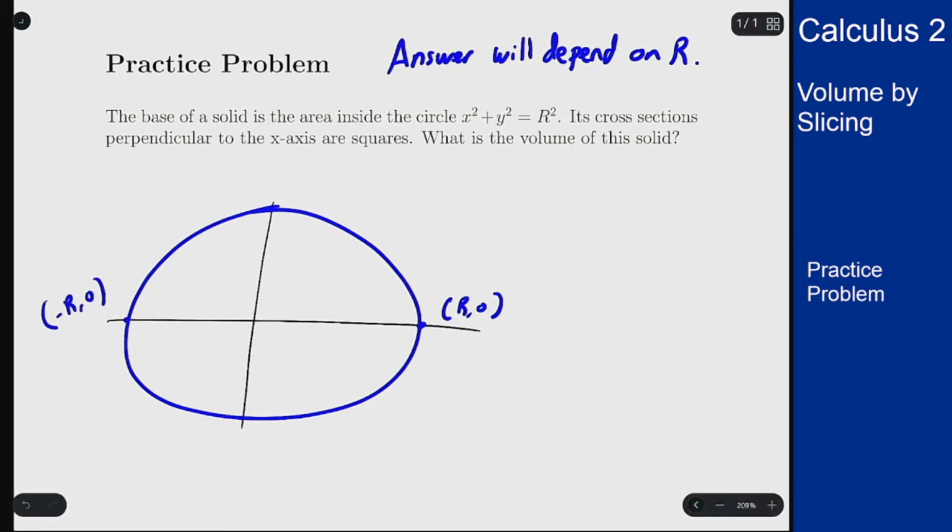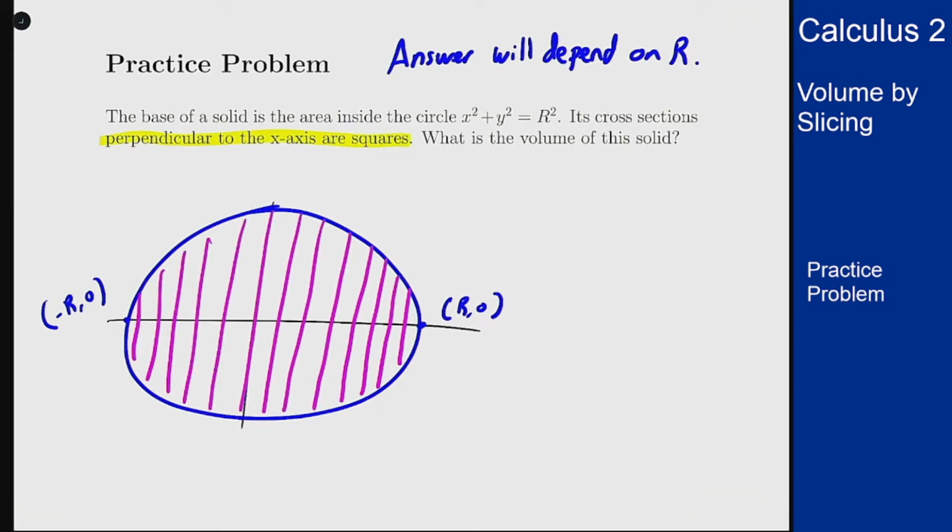Now we're told things about the cross-sections perpendicular to the x-axis, which means I'm looking at slices this way. I know that on top of each of these slices, I'm putting a square. Then I figure out the length of that slice, and its area is just going to be that length squared. So what's the length? Well, the length of each slice goes from this top curve to this bottom curve.